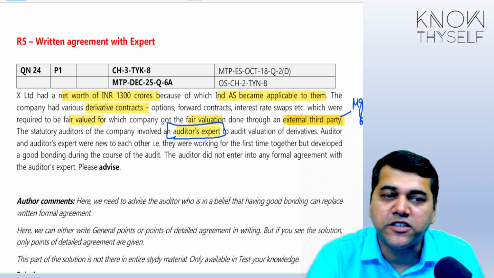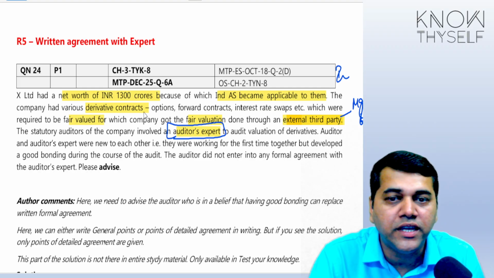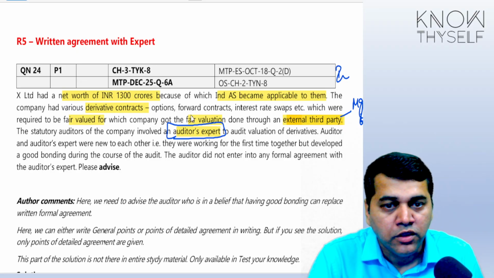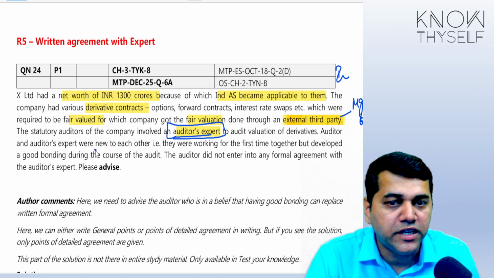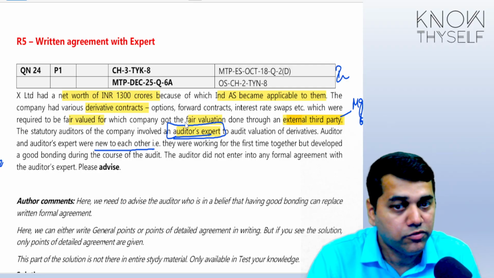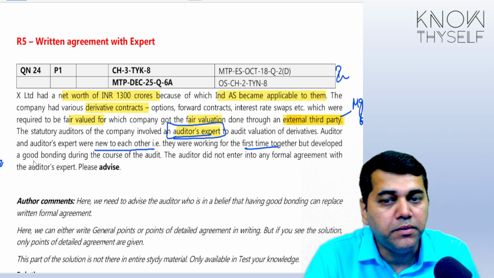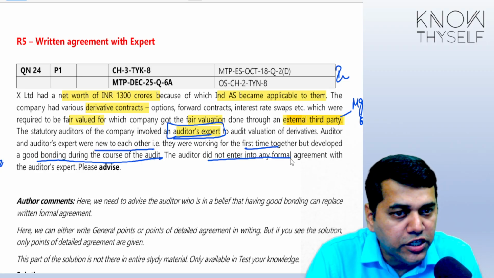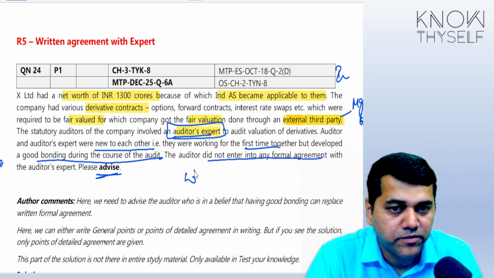But when the management expert comes, this chapter has already been discussed at the intermediate level. They are not going to give you any case-based questions like this. They may ask you only MCQs. So auditor's expert is the keyword. Auditor and auditor's expert were new to each other, because of which there has to be very extensive involvement now. They were working for the first time, but developed a good bonding during the course of audit. The auditor did not enter into any formal agreement. Please advise. Okay, so this is wrong.